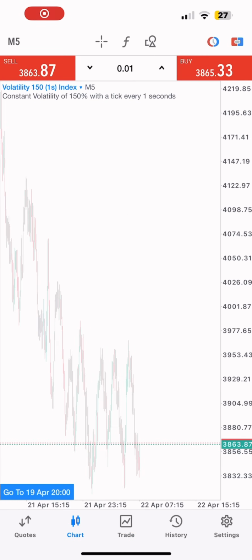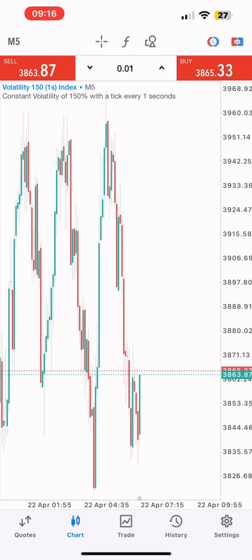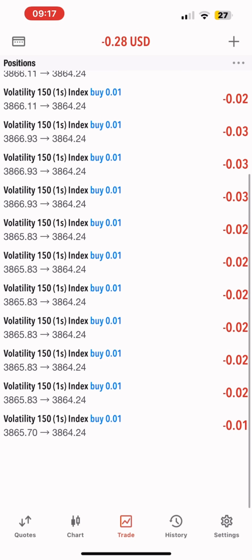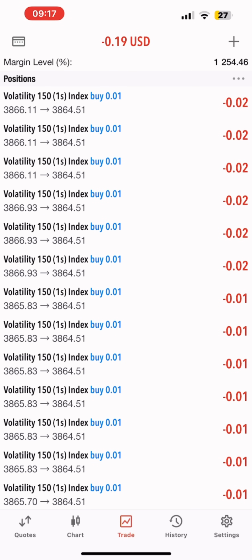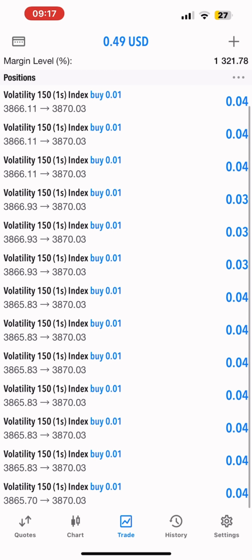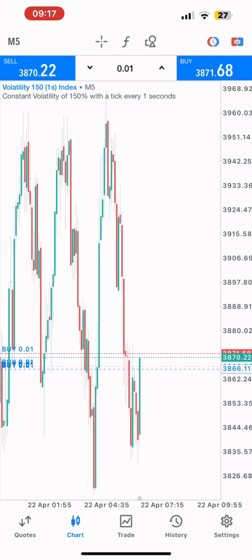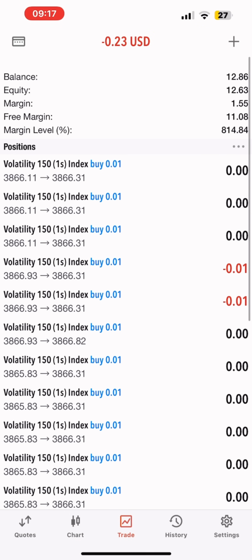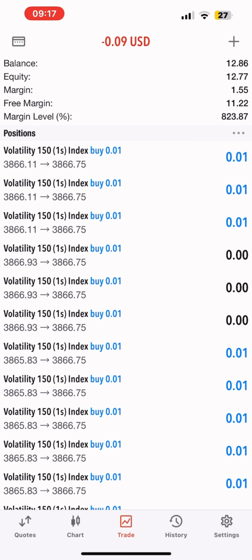So that's not bad. Right now I've opened Volatility 15 1s, and right here I want to go all in, which means I'm gonna open as many positions as I can, because this pair has a small margin, which is good for small accounts. So right now I don't even know the positions which I've entered, but all I know is that they are many, and I'm expecting to move out with at least $20 profit right here.